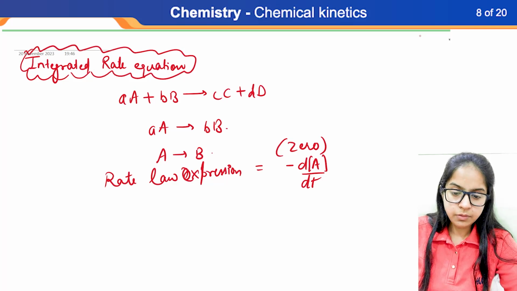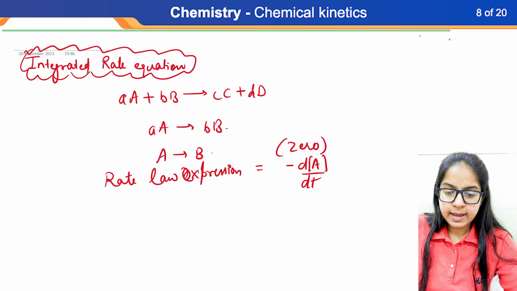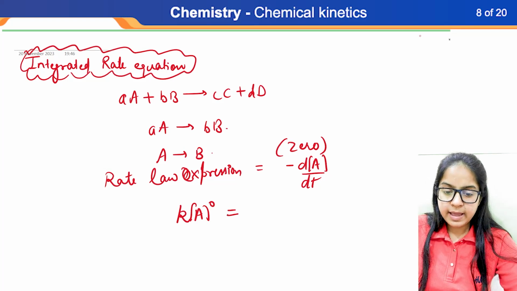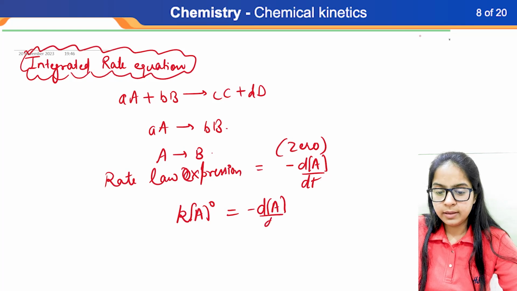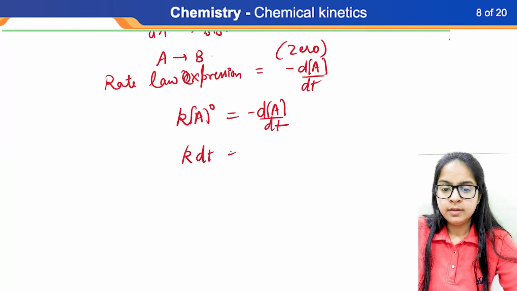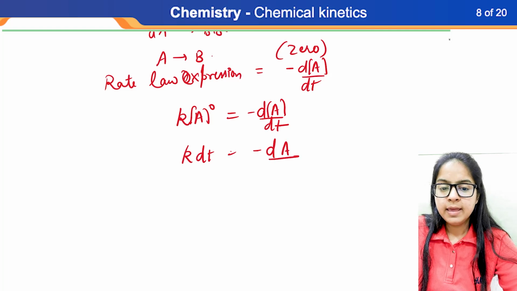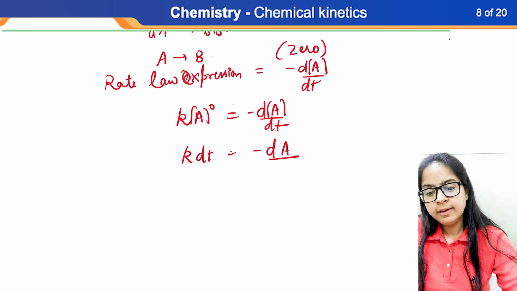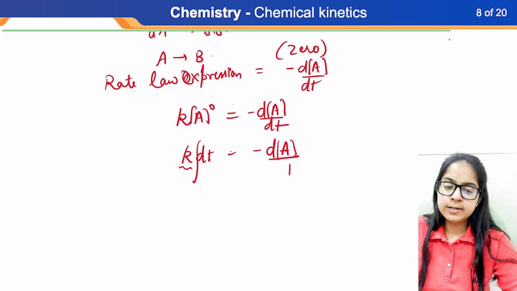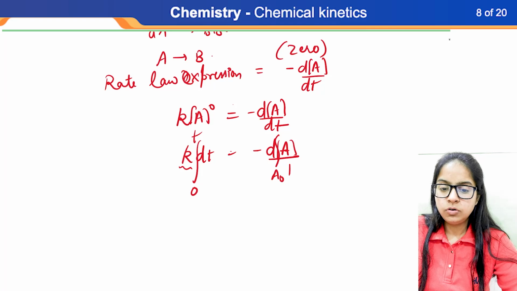Now we can write k into A power 0, A power 0 because this is a zero order reaction, equal to minus dA by dt. Now the next step is dt you need to take over here, minus dA by A power 0, which is 1, dA by 1. Now I'm going to integrate it because k is a constant, so I'm taking it out, from 0 to t and here from A naught to A.